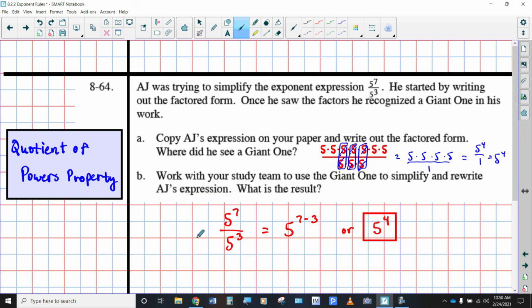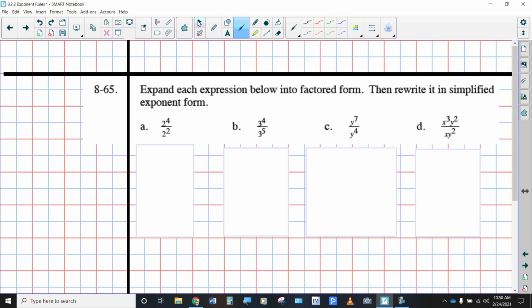So we now have 3 properties for exponents that we've been introduced to, and now let's go ahead and practice. Copy down these 4 expressions, expand them out, cancel out the giant ones, and then rewrite it as a simplified expression.